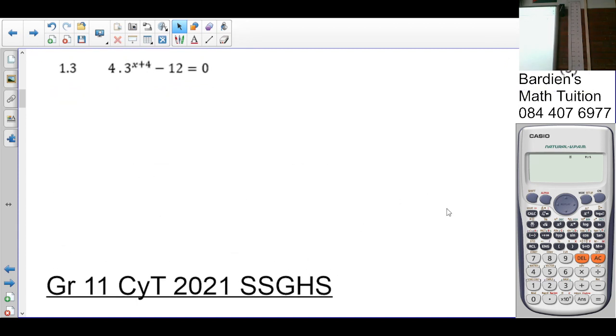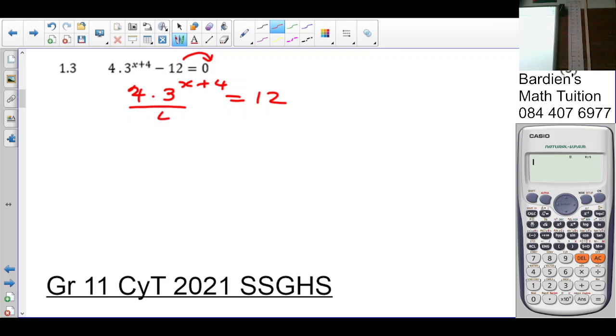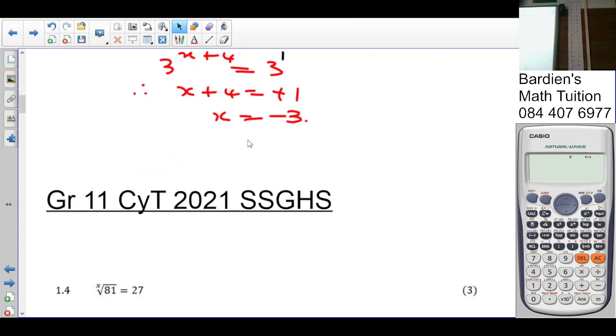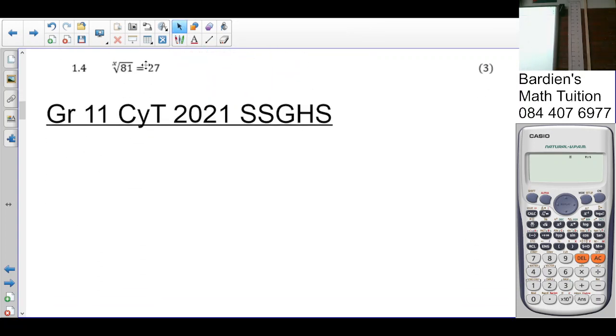The next one is an exponential equation. We take it over the equal sign, so it's 4 times 3 to the x plus 4 equals 12. I divide by 4 on both sides, so 3 to the x plus 4 is equal to 3, but this is 3 to the 1. Therefore, when bases are the same, exponents are equal, so x plus 4 is equal to 1. I take 4 over, and it becomes negative 3.